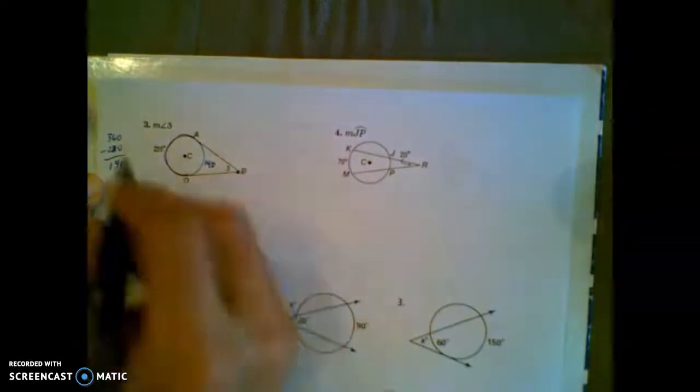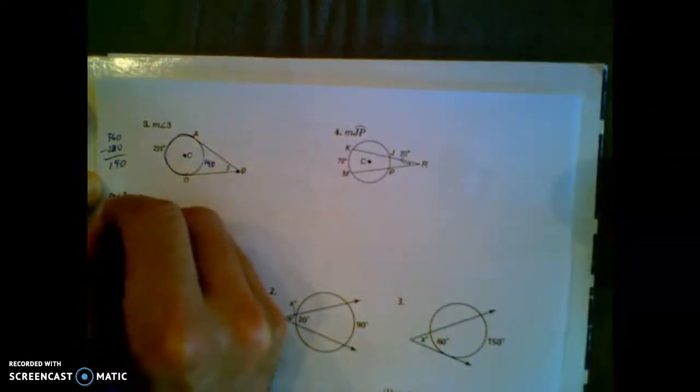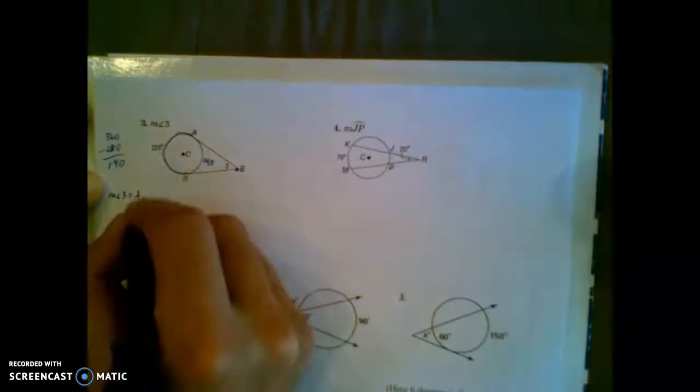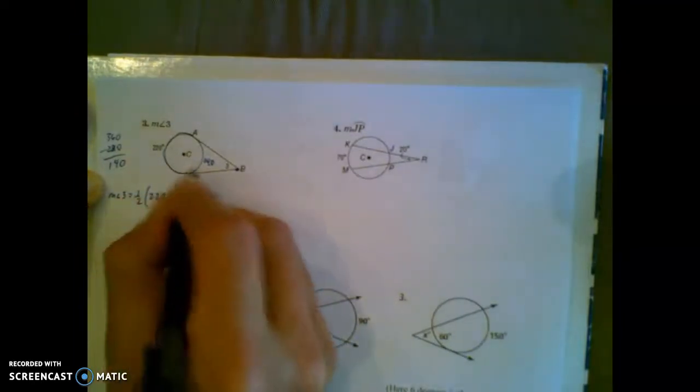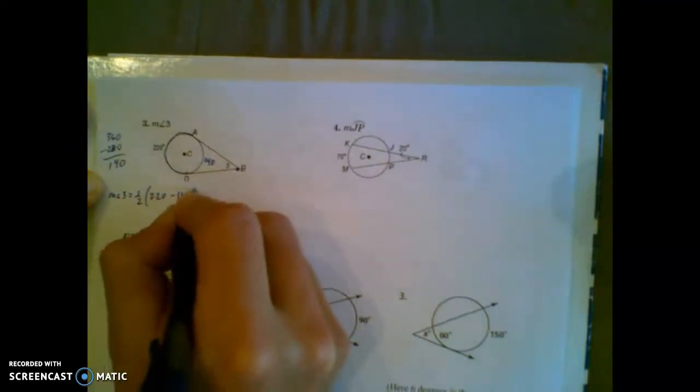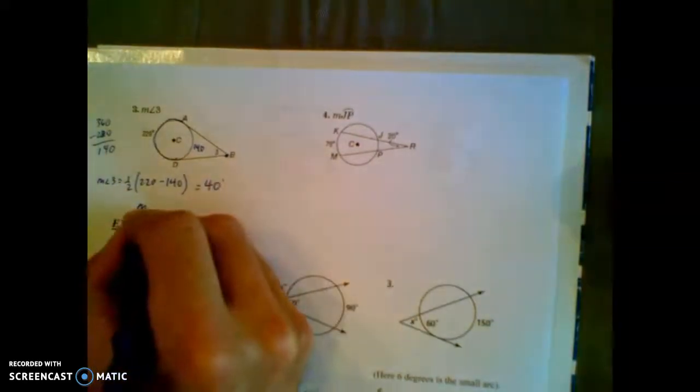So now I'm trying to find the measure of angle 3. Measure of angle 3 would equal 1/2 of the big arc, 220, minus the little arc, 140. So 220 minus 140 is 80, divided by 2 would be 40. So the measure of angle 3 would equal 40 degrees.